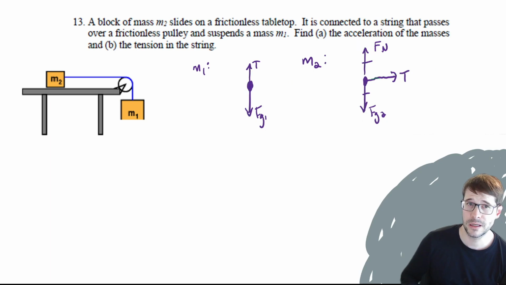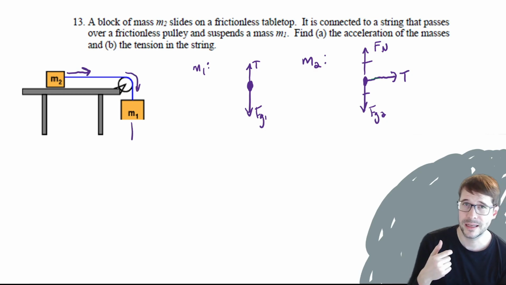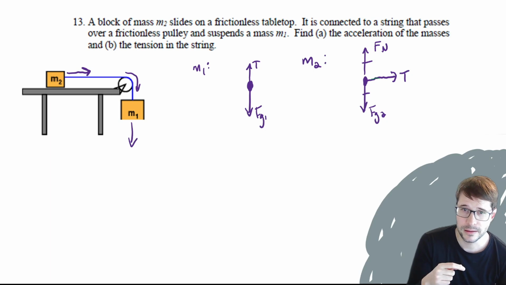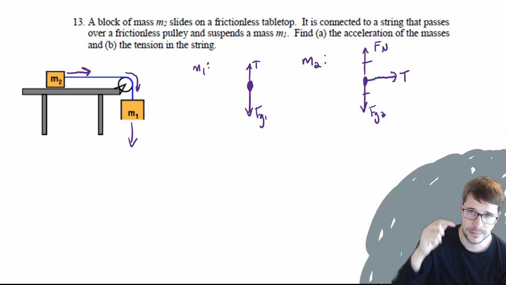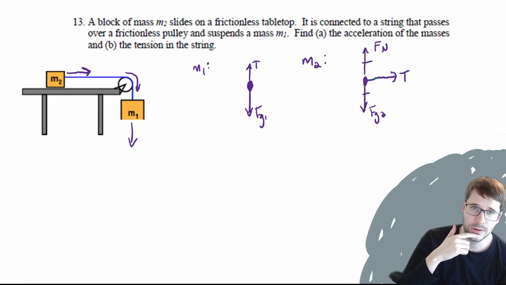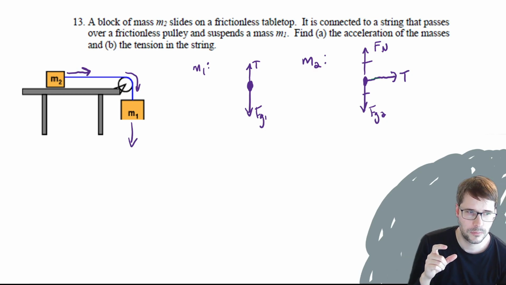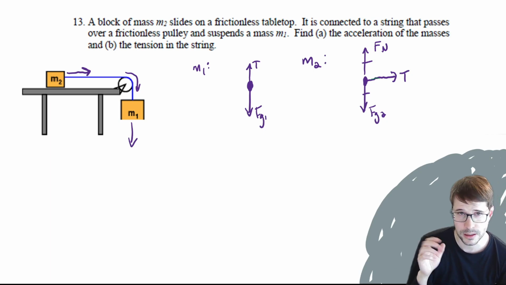The main reason is because as M2 is accelerating to the right, M1 is accelerating down at the exact same rate. And so if I had downwards as negative and upwards as positive, I'd have to make sure that I paid attention to that as I was setting up my equations. Doing it this way makes setting up the equations a little bit easier.